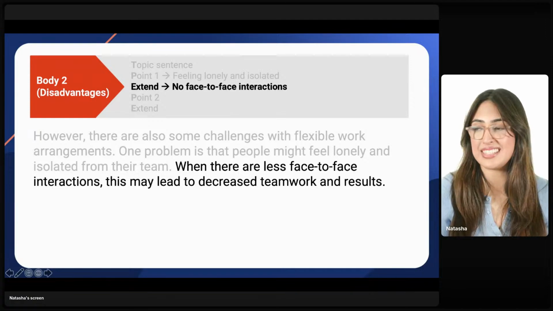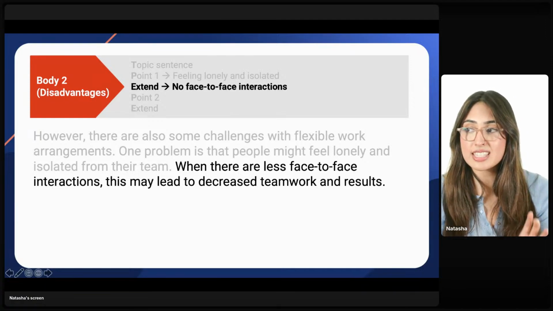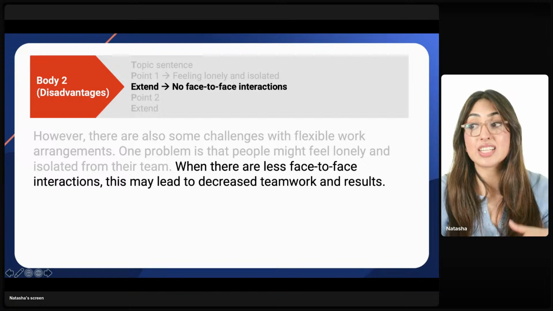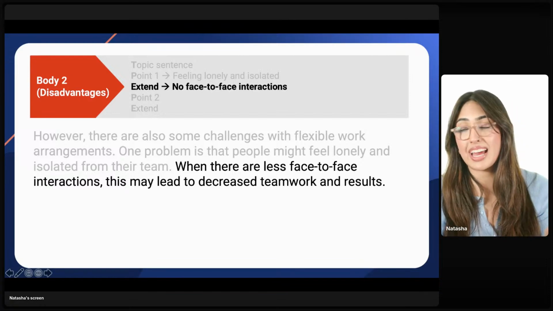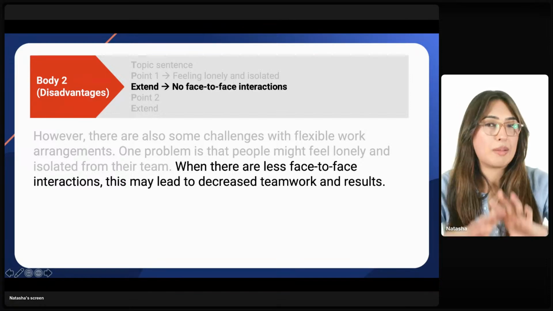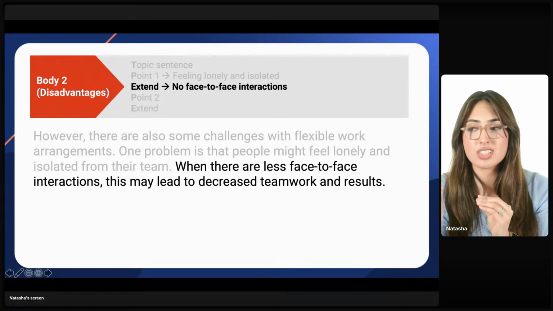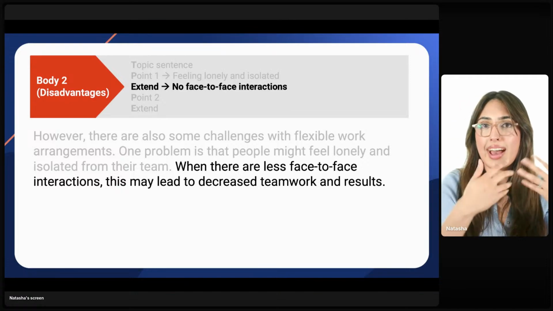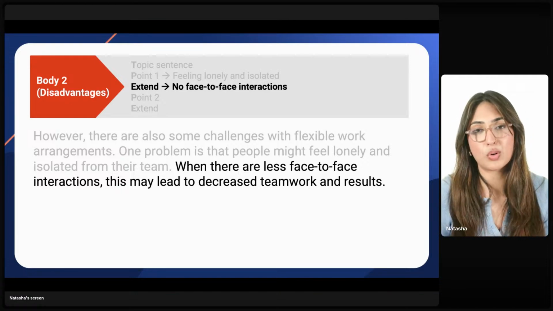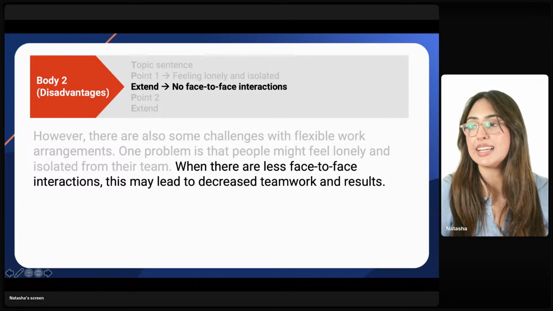Here's how I've phrased it. When there are less face-to-face interactions, this may lead to decreased teamwork and results. So when I'm thinking about my essential essay tip of using examples and explanations, I want to think about what would happen with this example or explain the example in more detail.